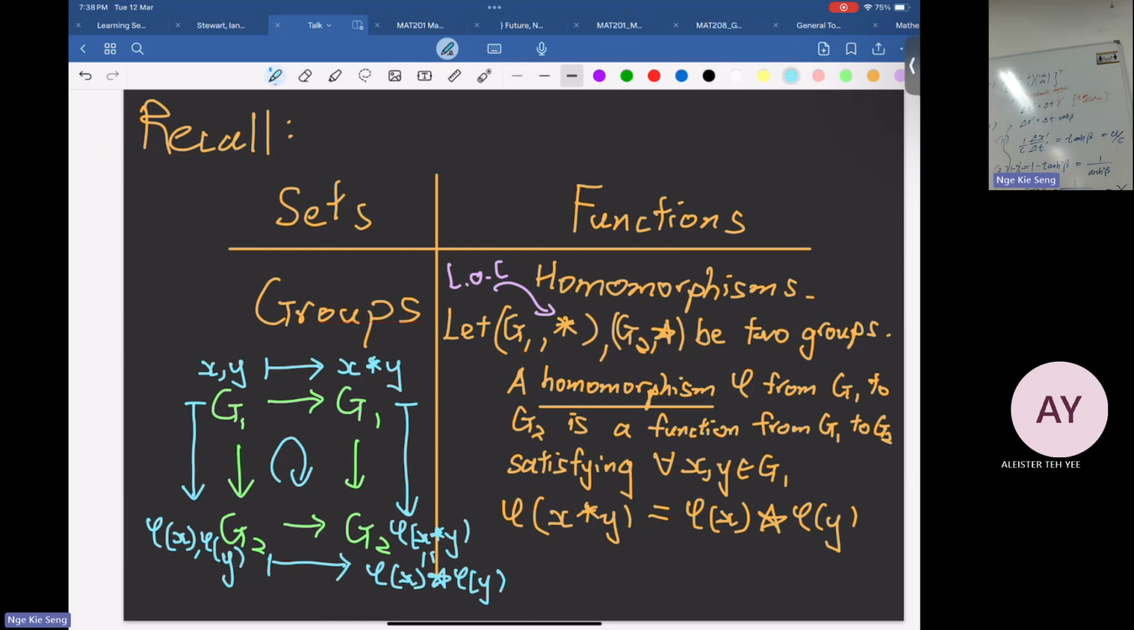Okay, so you can see that there are two ways going from G1 to G2. You can follow the horizontal edges first and then the vertical edges, or you can follow the vertical edges and then the horizontal edges. And what I define is what happens if you go through these edges. So first, I take two elements from this group and then I multiply them. Similarly, this horizontal edge does the same thing. I take two things from G2 and then I multiply them. And then for the vertical, how do we go from G1 to G2? There's only one way to do it, which is phi.